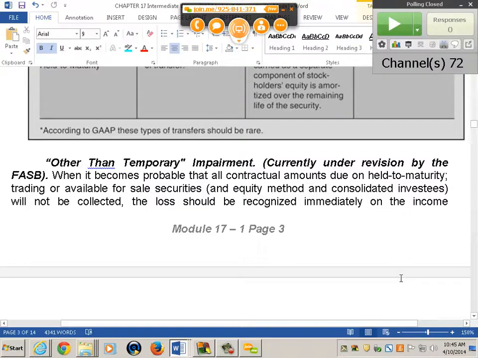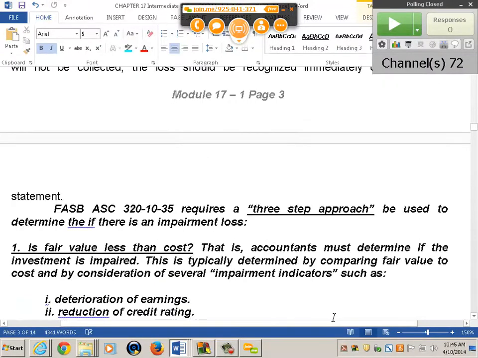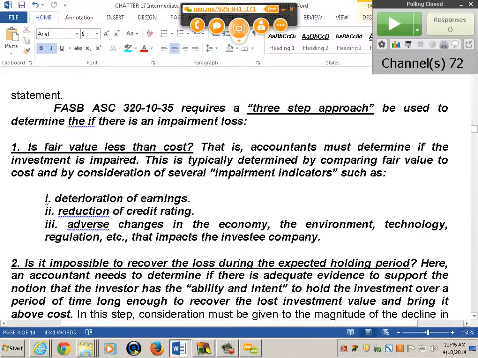And by the way, other than temporary, on the next page, there are some indicators. I don't want you to go through all this. We just want you to know this in general. You don't have to memorize these steps, but just to give you an idea of what is other than temporary, the first thing you do is you think about whether or not the fair value falls below the original cost, which, of course, would be clear. Then you have to look at other conditions. There have to be impairment indicators.